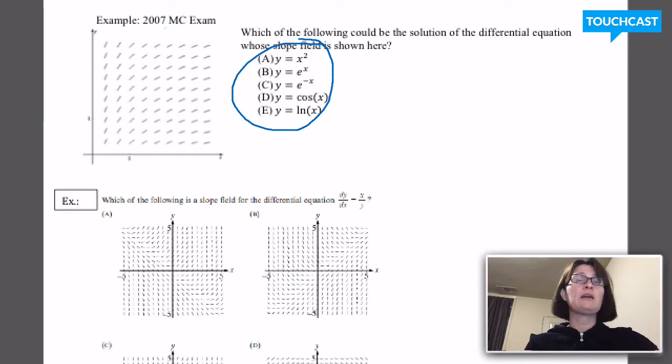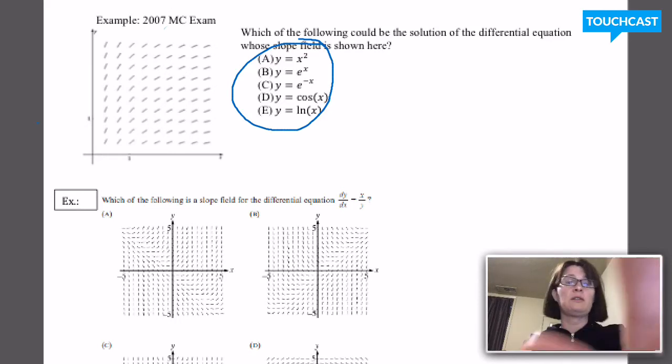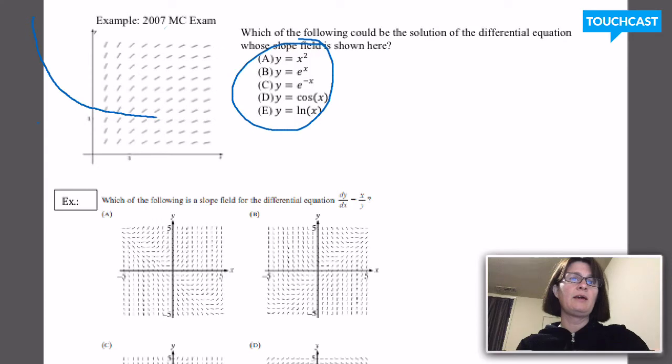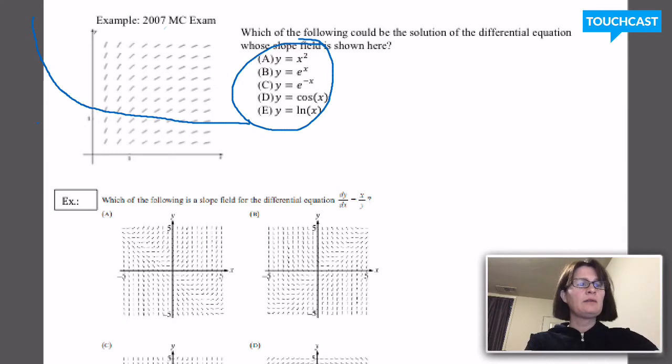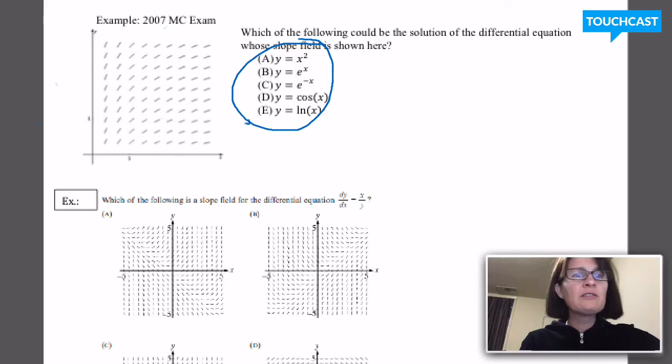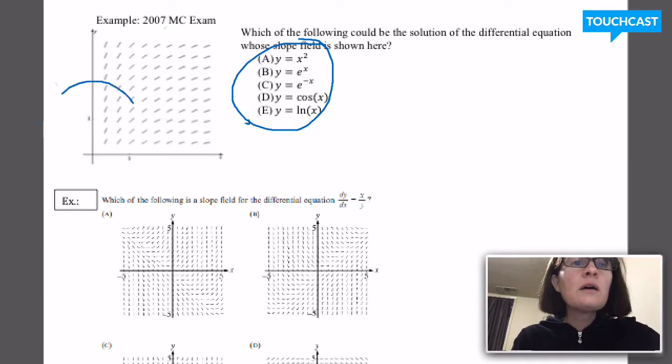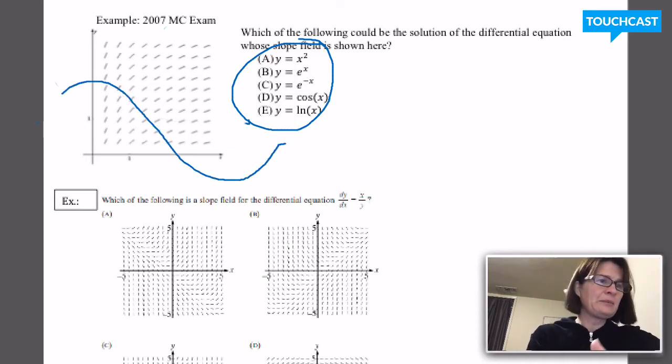e to the negative x is 1 over e to the x, so it's e to the x but flipped around the y-axis. So that's not what's going on here. And we have cosine of x. Well, can I draw a cosine function into here? That's 1 and 2. Cosine would look like this. That doesn't match up with the little pieces I have.